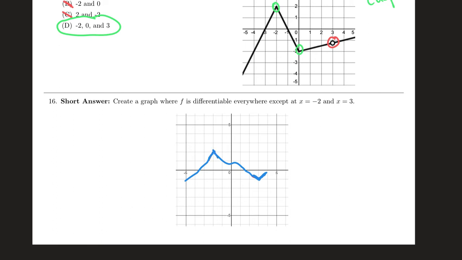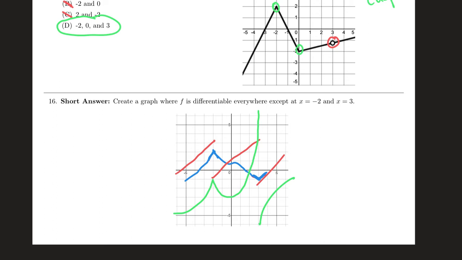Another option would be to draw straight lines with jumps, because we know at jumps it's discontinuous, so that would be differentiable everywhere except where the jumps happen at -2 and 3. You can mix it up. You could do a real sharp corner at 2, and then an asymptote at 3. There are infinite options.